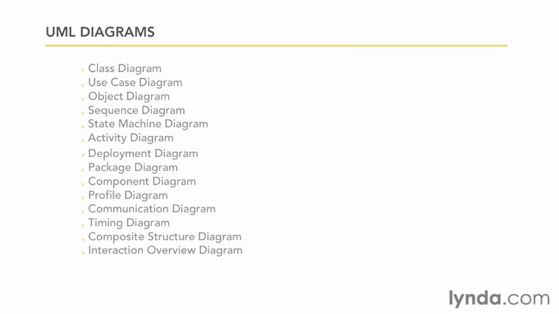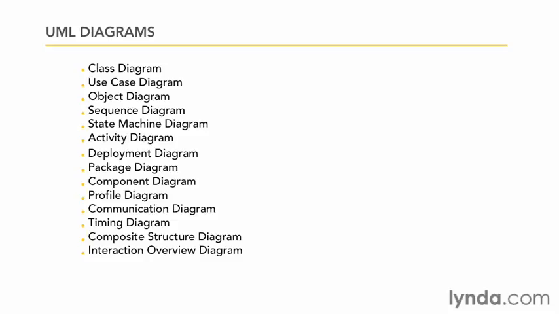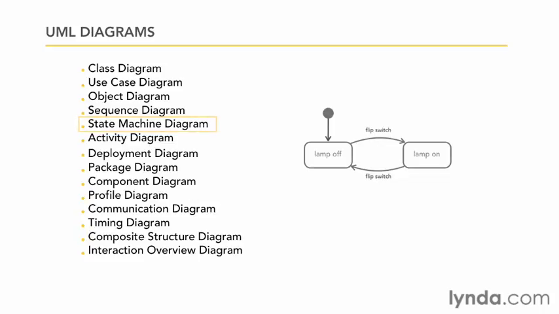We've covered the most common UML diagrams. We've seen class diagrams, use case diagrams, conceptual object model diagrams, and sequence diagrams. And while I'm not going to cover all 14 in this course, here's a couple more that you may come across. First is the state machine diagram, also known as a state chart.